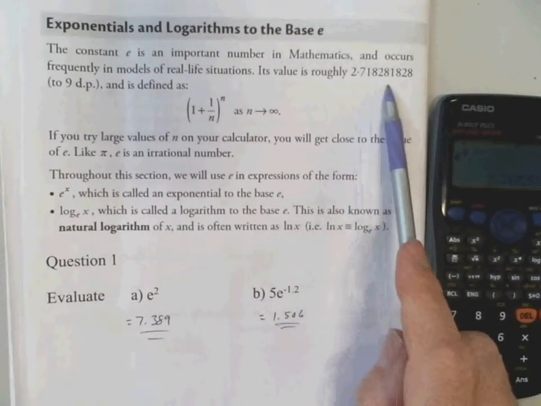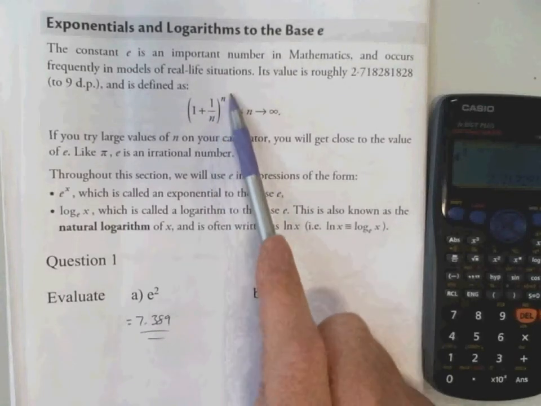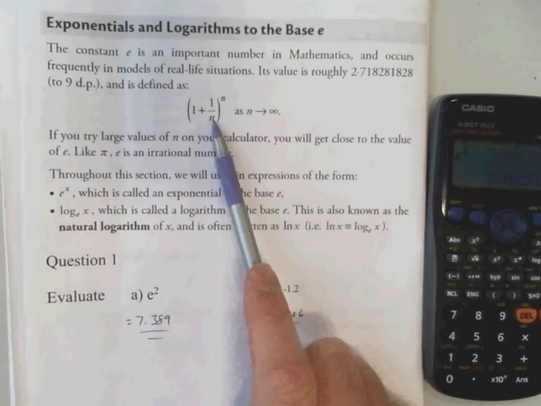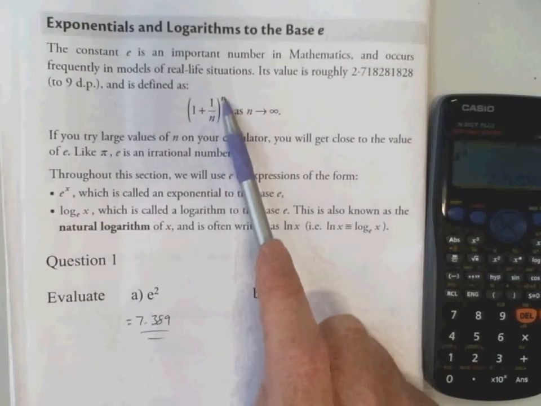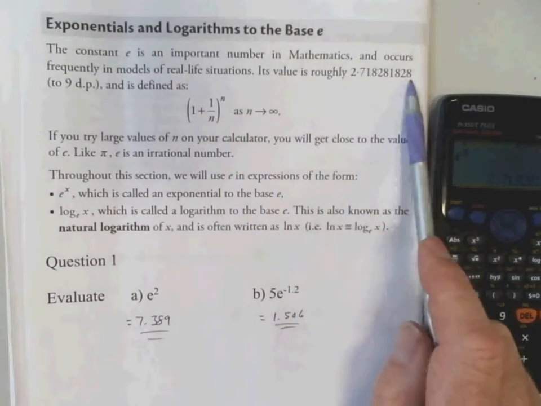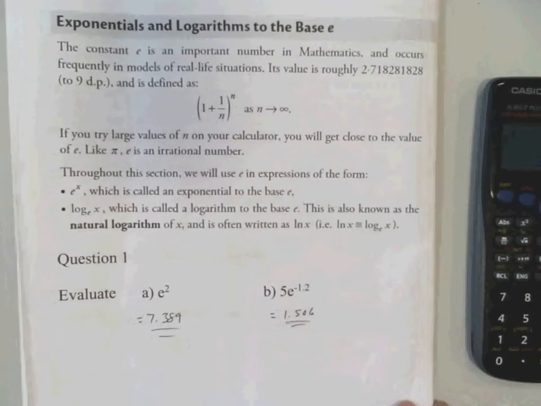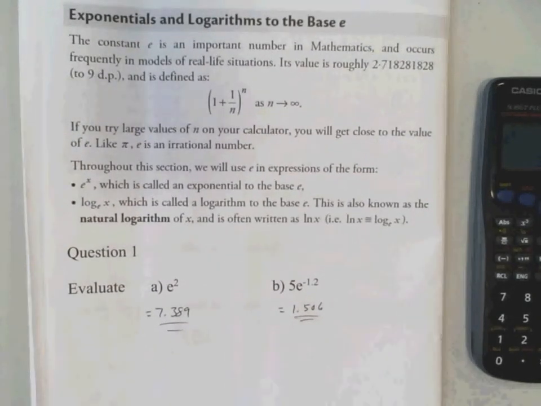Where does that come from? It comes from substituting larger and larger values in here for n. I could substitute in 100, which I've just done, and it comes out as 2.70. And then it gets closer and closer to this the more you increase n. What we really need to be able to do is to use e.